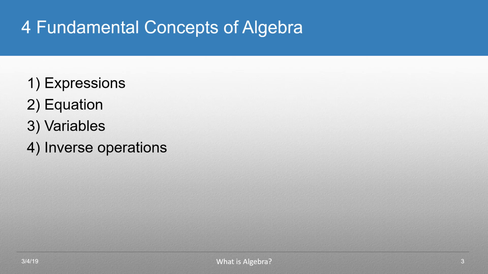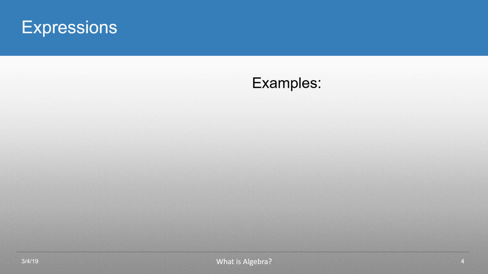These are the four fundamental concepts of algebra that I'm going to go over right now. And when you have a better idea of what these are, it gives you a clearer picture of what algebra is as a concept. So these are what algebra is. All right, we're going to go through them one at a time. The first one is expressions. First, I'm going to give you some examples, and then we're going to talk about what algebraic expressions are.